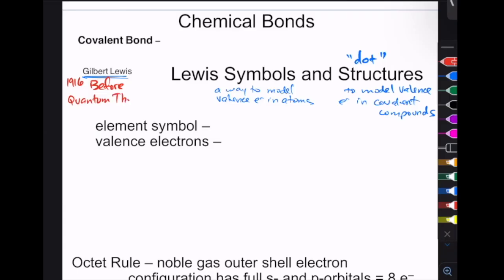And I want to highlight that because as I take you through these steps of building the model, it's going to look very similar to some of the things that we did study in quantum theory. But Gilbert didn't know anything about s sublevels and p sublevels and orbitals and 2 electrons in an orbital. They didn't know any of that. Okay, so here's how it's going to work. We're going to have an element symbol, and we know what those symbols are already. You've been studying those. So O for oxygen, H for hydrogen, and then the valence electrons are going to be a series of dots and dashes.